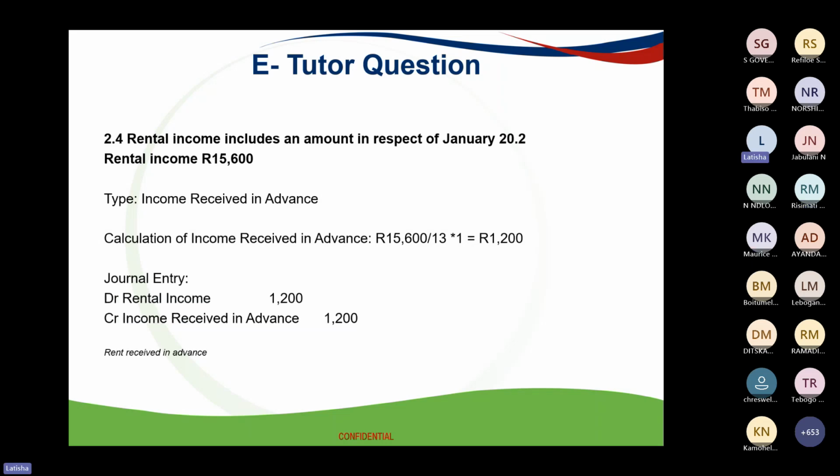Okay, and so this would be the journal. Rental income is a credit that's currently sitting in our books, 15,600. We need to now reduce it. That's why we debit rental income with 1,200 and we credit income received in advance with 1,200.